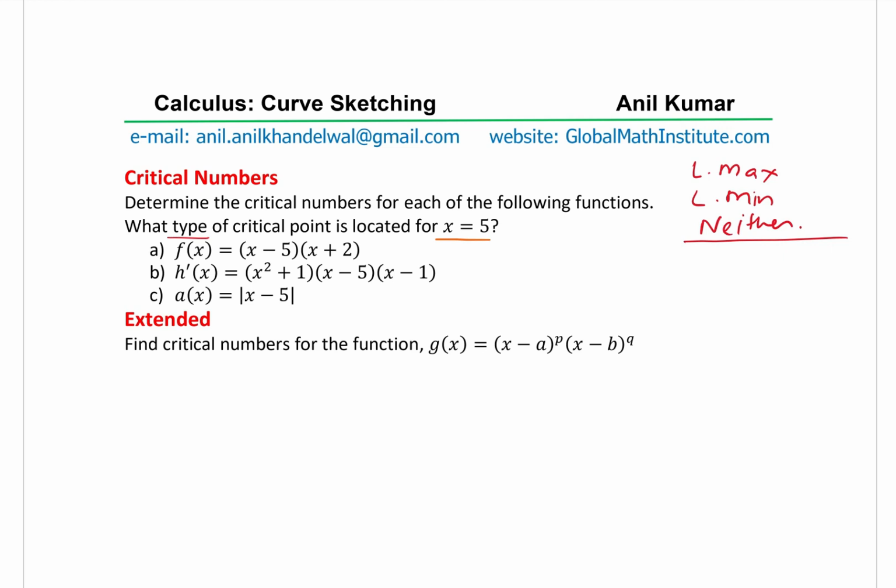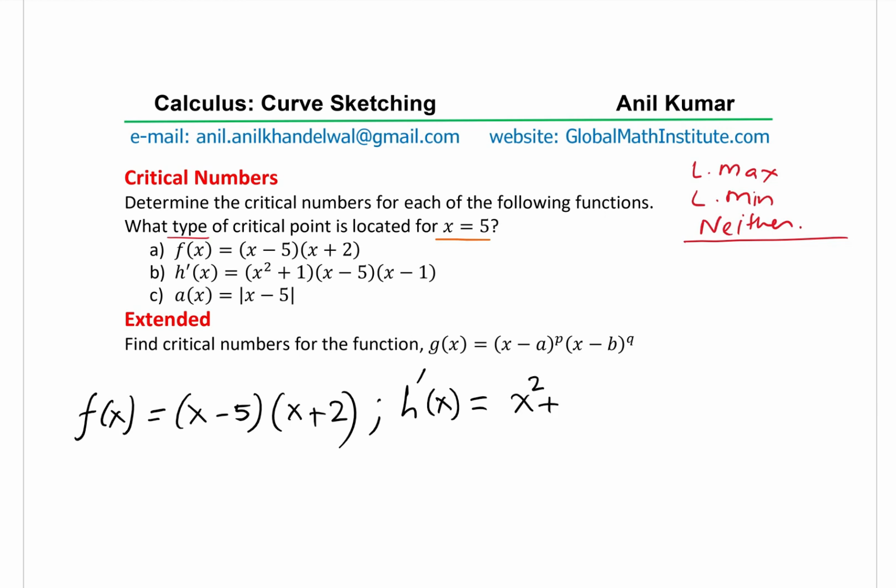So the first one here is f of x is x minus 5 times x plus 2. The second one is, now note here, let me write it bigger and bold so that it's very clear to you. The first function f of x is given to us as x minus 5 times x plus 2. Now the second is the derivative. The second one is h dash x. It is not the function, it's the derivative of the function, which is x squared plus 1 times x minus 5 times x minus 1.